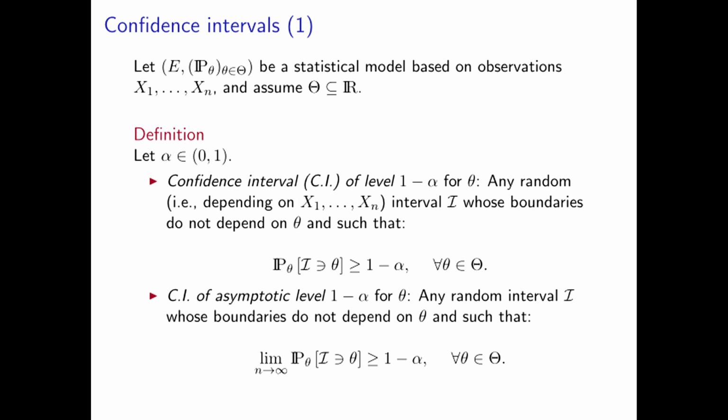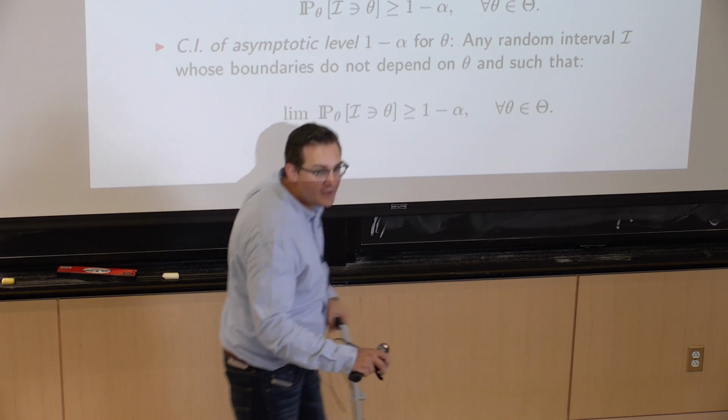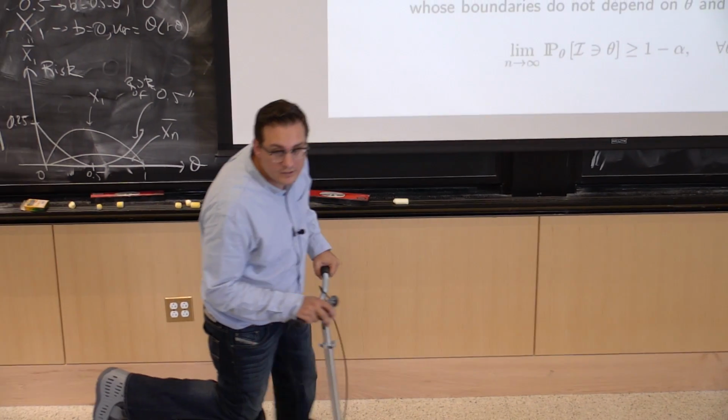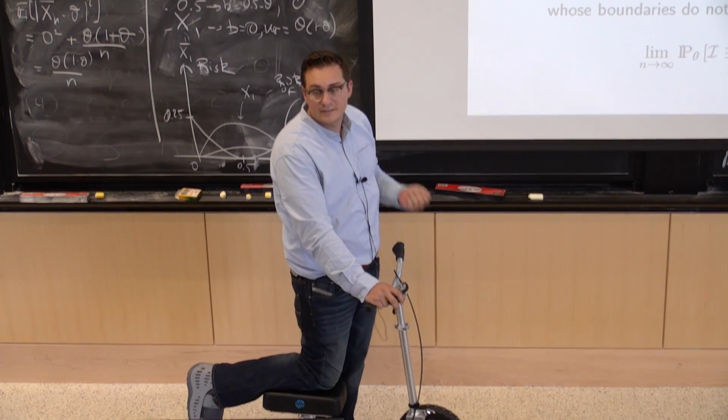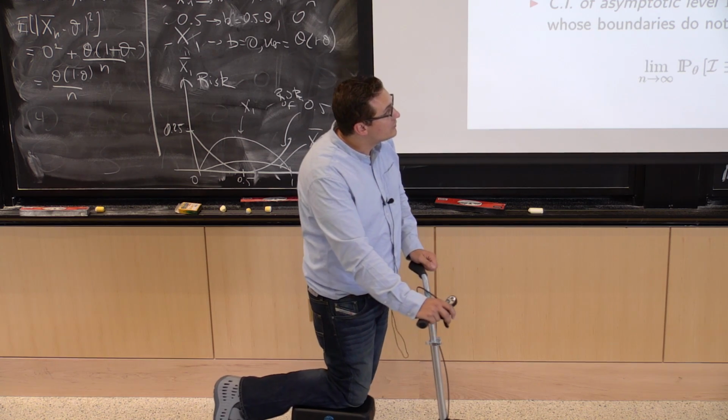Okay? So there's theta that changes here, so the distribution of the interval is actually changing with theta, hopefully, and theta is changing with this guy. So regardless of the value of theta that I'm getting, I want the probability that it contains theta to be larger than 1 minus alpha. Okay, so I'll come back to it in a second.